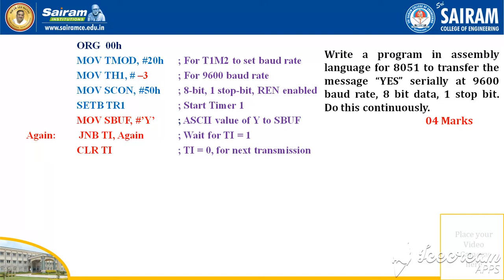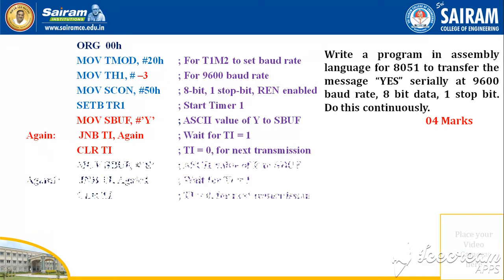Then monitor the TI flag. The TI flag will be set to 1 when all the 8 bits are transmitted. Until that it will be 0. So jump on no bit: if it is 0, stay there only. When it becomes 1, that means all the 8 bits are transmitted, come out. When it comes out, clear the TI flag.